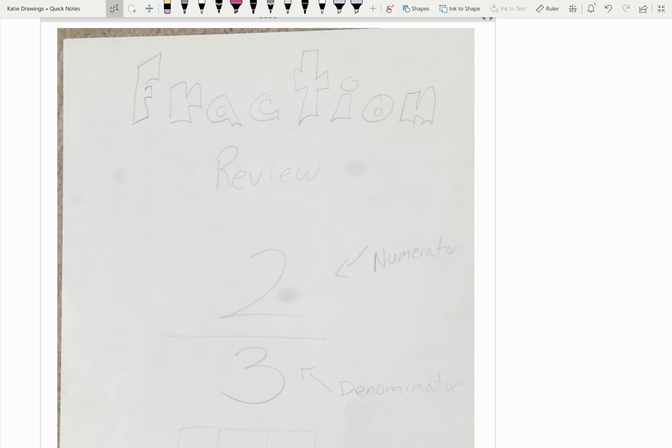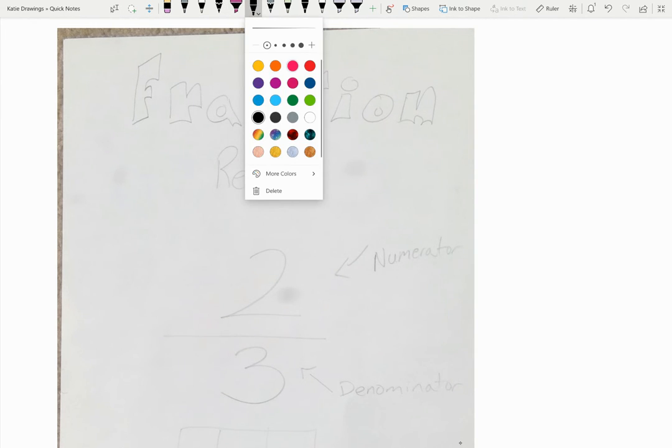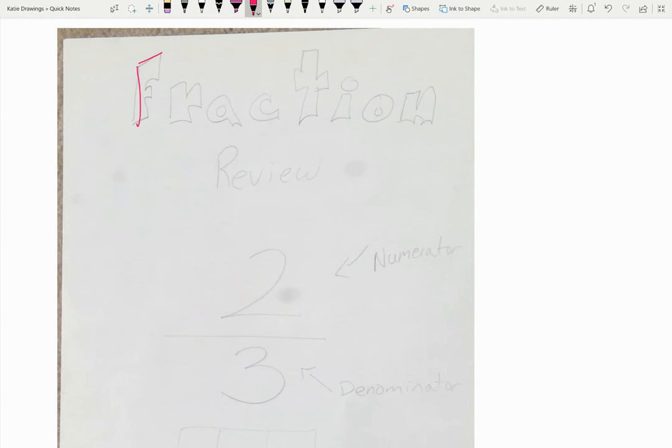Hi, you guys. We're going to be talking about fractions today. So go ahead and make sure you have your paper and you're ready for today's anchor chart.